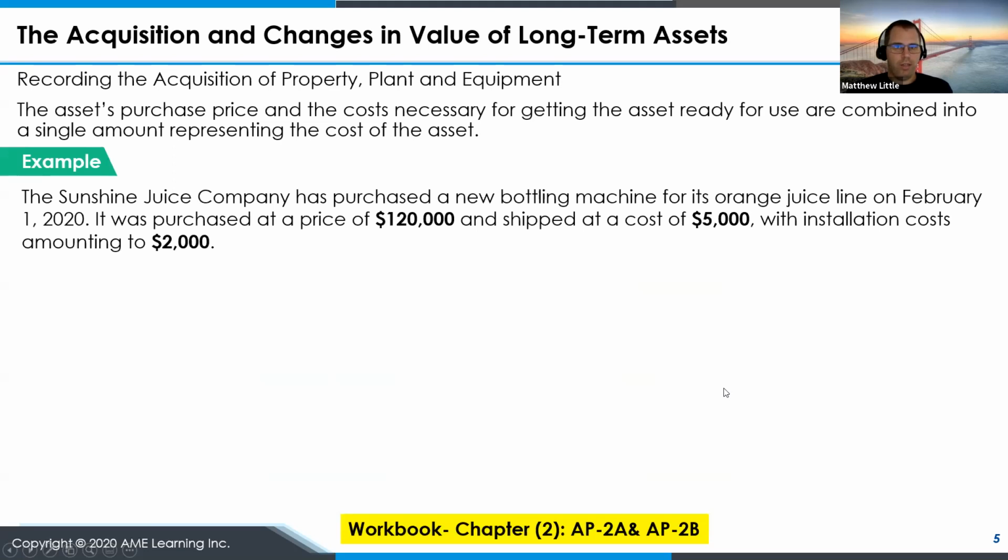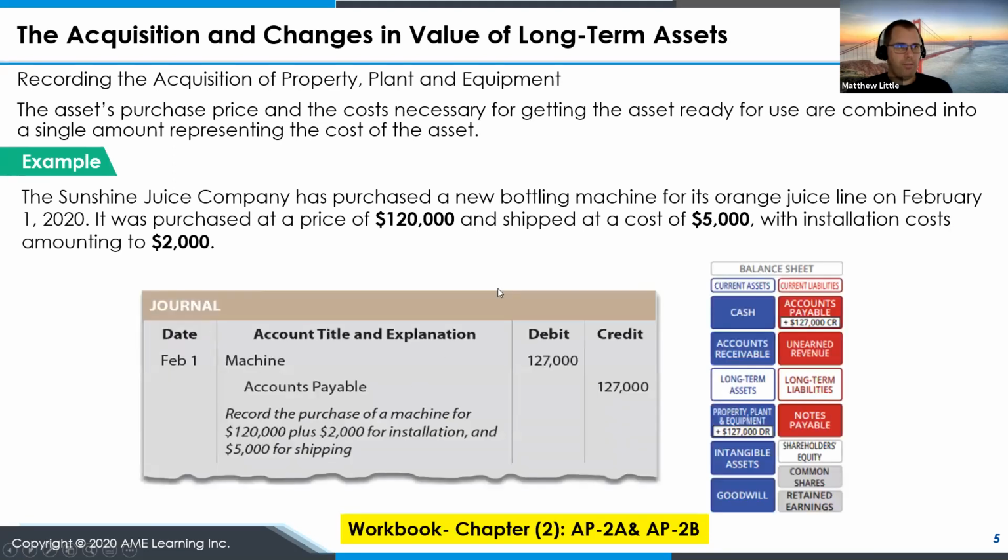So a little example here, we have the Sunshine Juice Company. They bought a new bottling machine in February, and we paid $120,000, or we're going to pay $120,000 for that machine. We paid another vendor $5,000 to ship it, and another one to install it in our organization for $2,000. So the total machine capital cost in this case, it would add the three components, being $127,000.